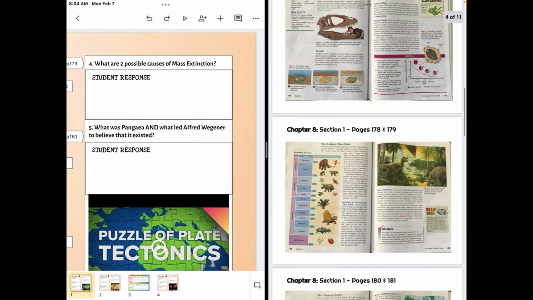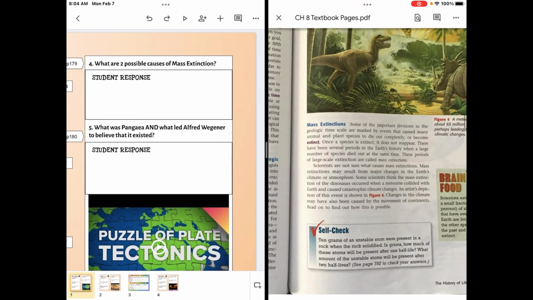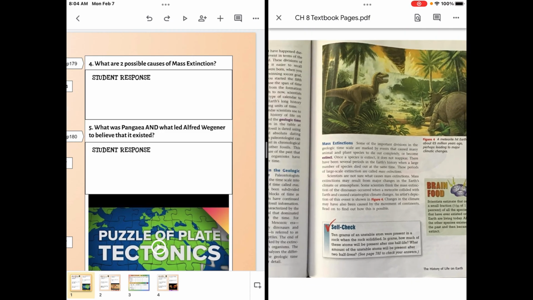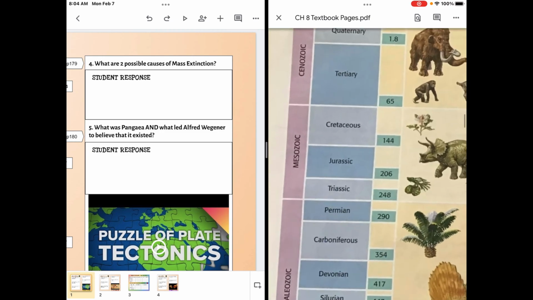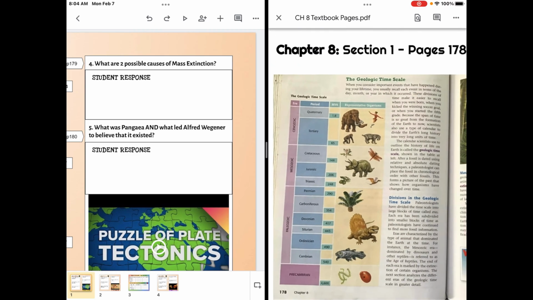Possible causes of mass extinction are over here. So mass extinctions tend to happen in between these great changes in life, these eras of life. We're going to learn more about them in section 2.